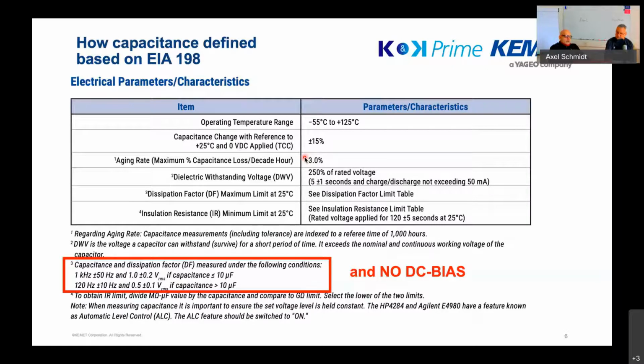For the majority of the parts, which are less than or equal to 10 microfarad, we measure at 1 kilohertz plus or minus 50 hertz, with the AC voltage on top of 1.0 plus or minus 0.2 volt RMS. For bigger components, simply because of the impedance and the current capability of the components, we switch down to 120 hertz plus or minus 10 hertz and 0.5 volt as the AC amplitude, and then the tolerance would be plus or minus 0.1 volt in addition to that.